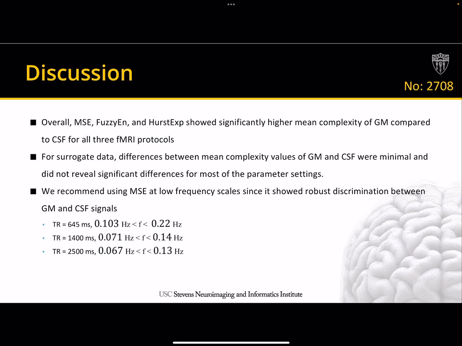Overall, MSE, fuzzy entropy, and Hurst exponent showed significantly higher mean complexity of gray matter compared to CSF for all 3 fMRI protocols. For surrogate data, differences between mean complexity values of gray matter and CSF were minimal and did not reveal significant differences for most of the parameter settings. We recommend using multi-scale sample entropy at low-frequency scales since it showed robust discrimination between gray matter and CSF signals.